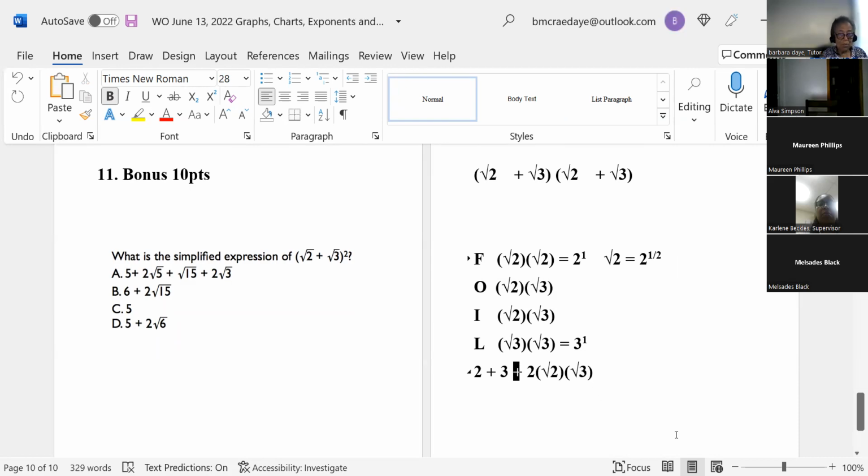So we only write what we got from FOIL, right? Yes. Okay, so we have 2, we have the 3, and we have 2 times square root of 2 times square root of 3. Now what's 2 plus 3? That's 5. That's right. Thank you, Albert. So we have 5, we added the 2 plus the 3, and I'll just repeat this.